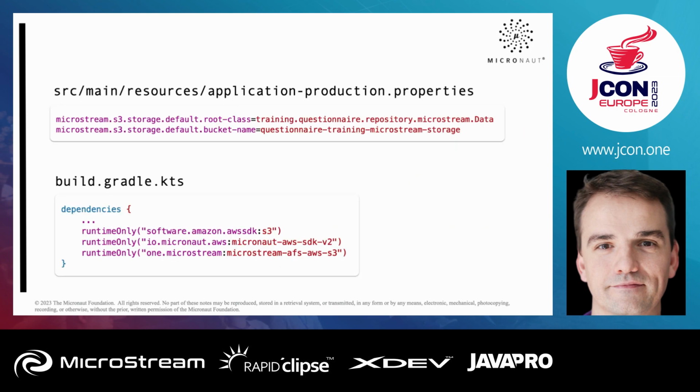So how does it work in Micronaut to use S3 as a storage target of a Clipstore application? This is only supported in Micronaut 4, and this is only supported in MicroStream Micronaut 4. Essentially, you have to add these dependencies. We have one dependency called Micronaut AWS SDK version 2. Then you will have to add the dependency from Amazon to S3 directly.